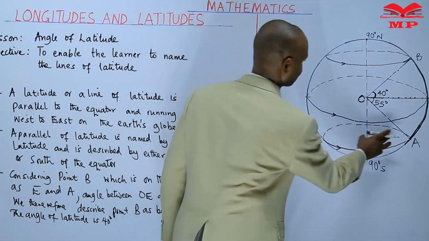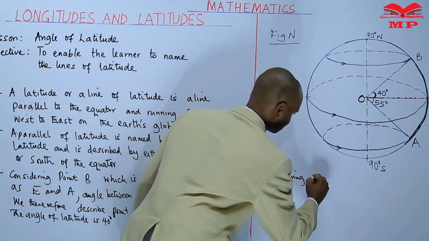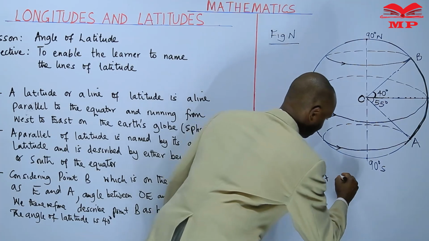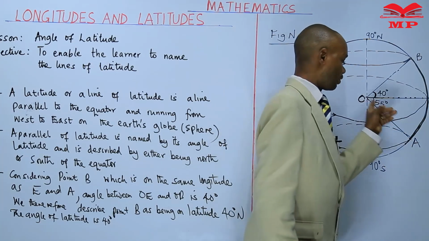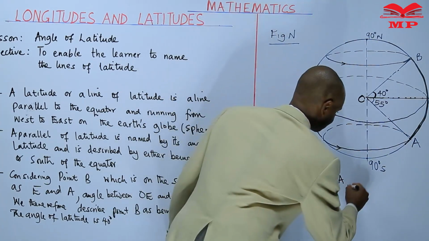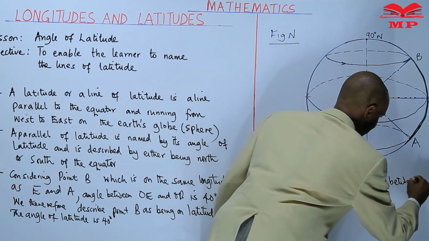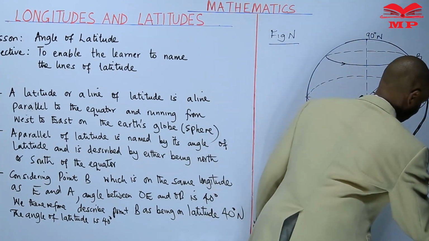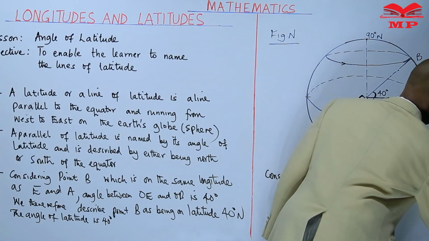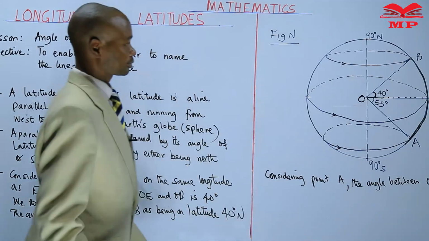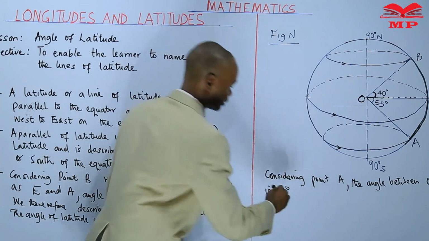We shall then consider point A. Considering point A, you'll find there is an angle, the angle between OA and OE, which is 55 degrees. This is the angle.